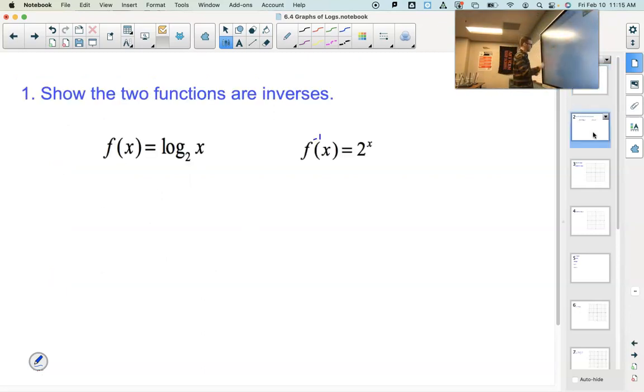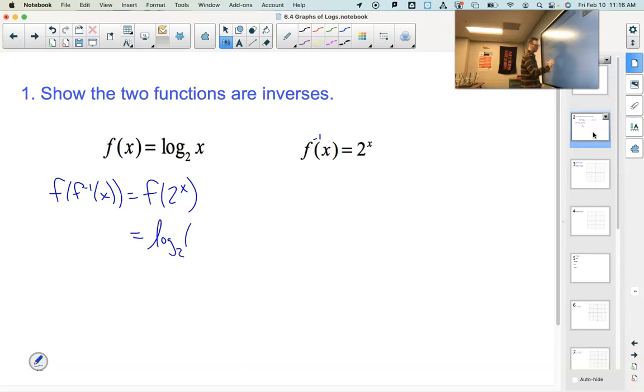So let's do that. Let's first look at f of f inverse of x. Let's put this one over here into that function. So that becomes f of, what's f inverse? 2 to the x. Now I have to put 2 to the x into the f function. So this is the log base 2 of 2 to the x. Now, what do I do with that? Well, this is a logarithm. How do we evaluate logarithms? Okay, I want to know what this is equal to.